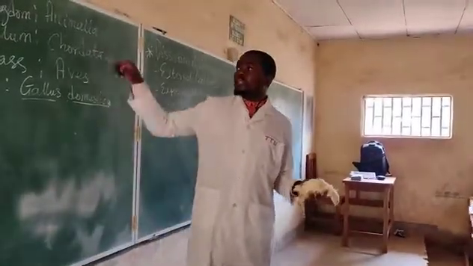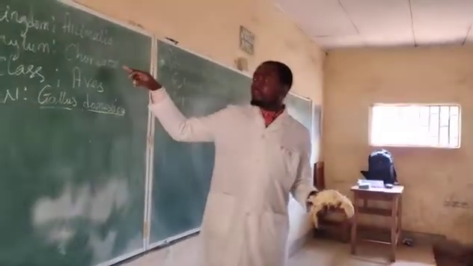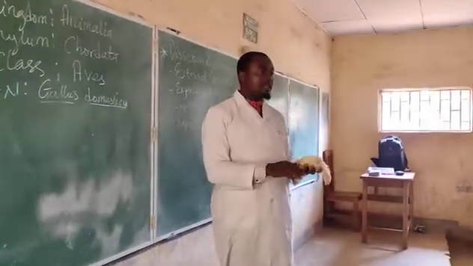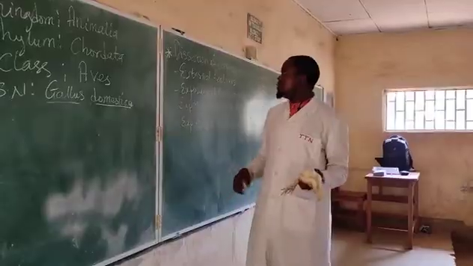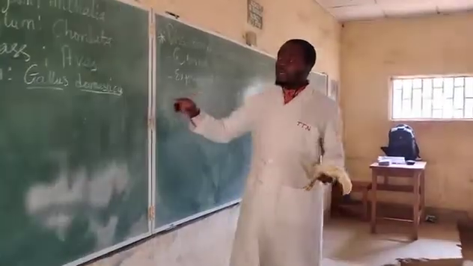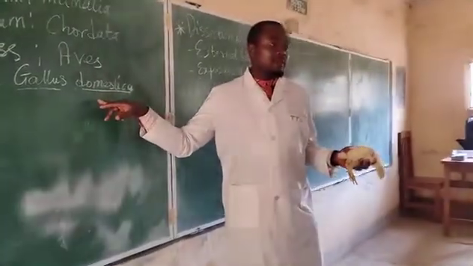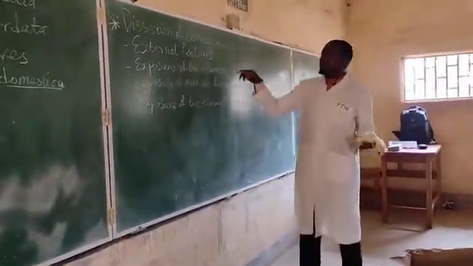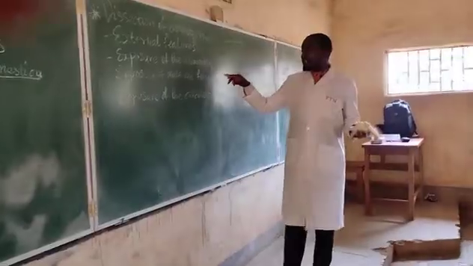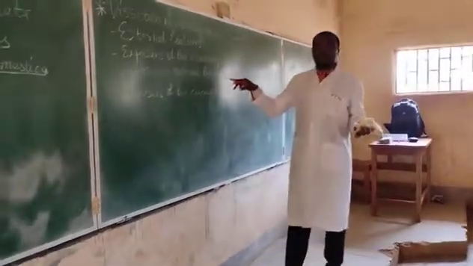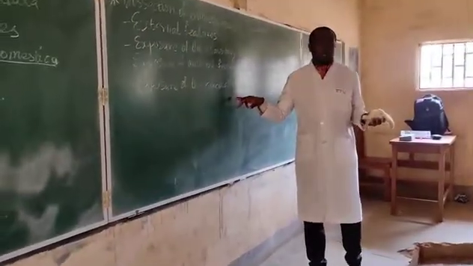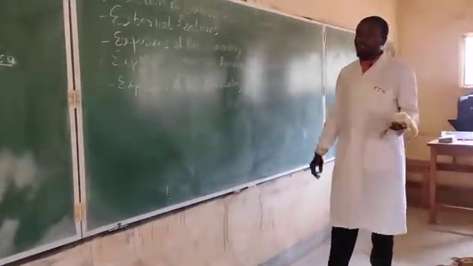So today we'll be working with Kingdom Animalia, Phylum Chordata, Class Aves. The example that we are going to be using is the domestic fowl, Gallus domesticus. We are going to be dissecting the bird to display the alimentary canal, the female and the male urinogenital system, the circulatory system, and the respiratory system.